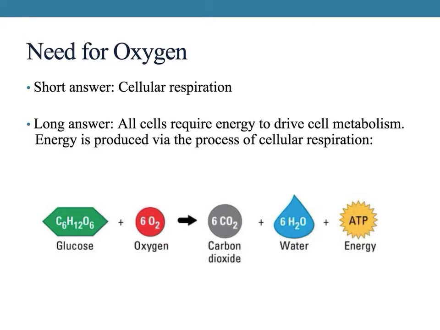This slide covers that dot point about the need for oxygen, and then the other half of that dot point, which is about the need to remove carbon dioxide. So the short answer for why we need oxygen is cellular respiration. Start your answers to that question with cellular respiration. The long answer is that all cells require energy to drive cell metabolism. Energy is produced via the process of cellular respiration. We should know the word equation here. We don't need to know the chemical equation, but we do need to know the glucose plus oxygen, with the arrow producing carbon dioxide, water, and energy.